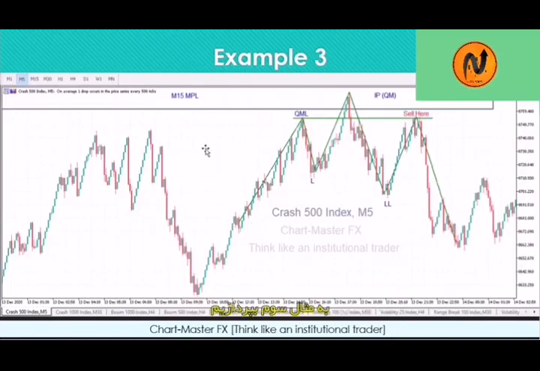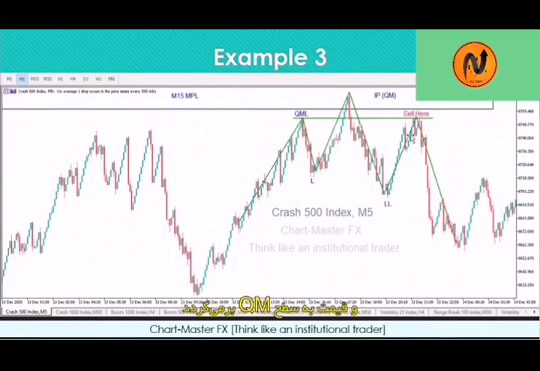So let's go to example number 3. On example number 3, here we are on Crash 500 index M5 again. Here, guys, what you do, you look at the higher time frame, which is the M15. You identify a certain valid decision point. Once you identify that decision point, you go to the lower time frame. Here is the M5. As you can see, there was a quasi model that was formulated here. We have a low here, we have a lower low.